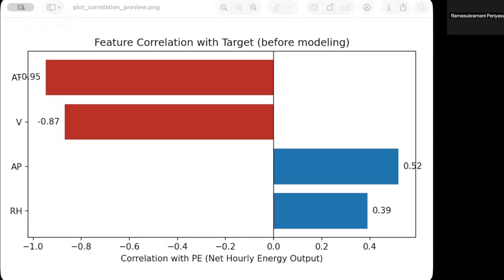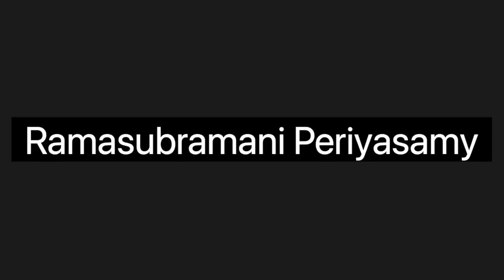And coming to the algorithm, I picked two linear algorithms and then two nonlinear. For linear, I picked the linear regression and the polynomial regression. And for the nonlinear algorithms, I picked random forest and gradient boosting. So I'll give you the comparison for these models.